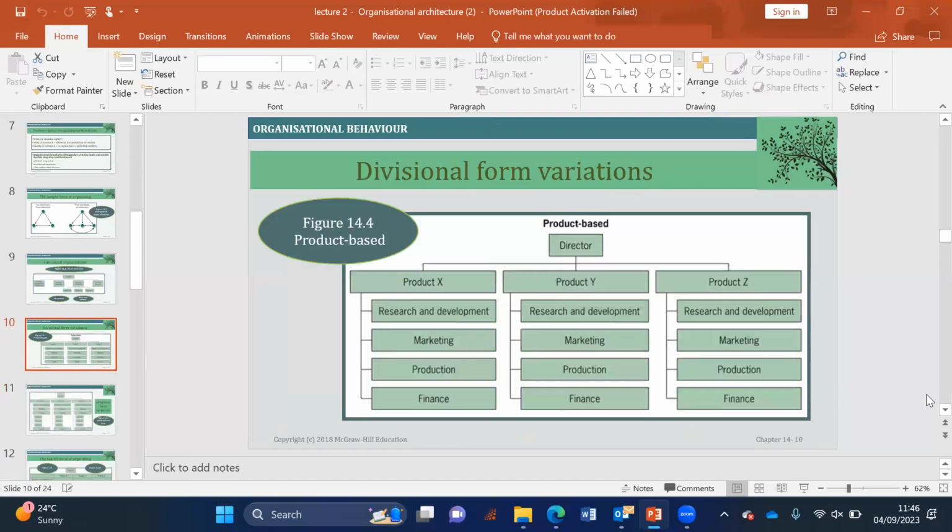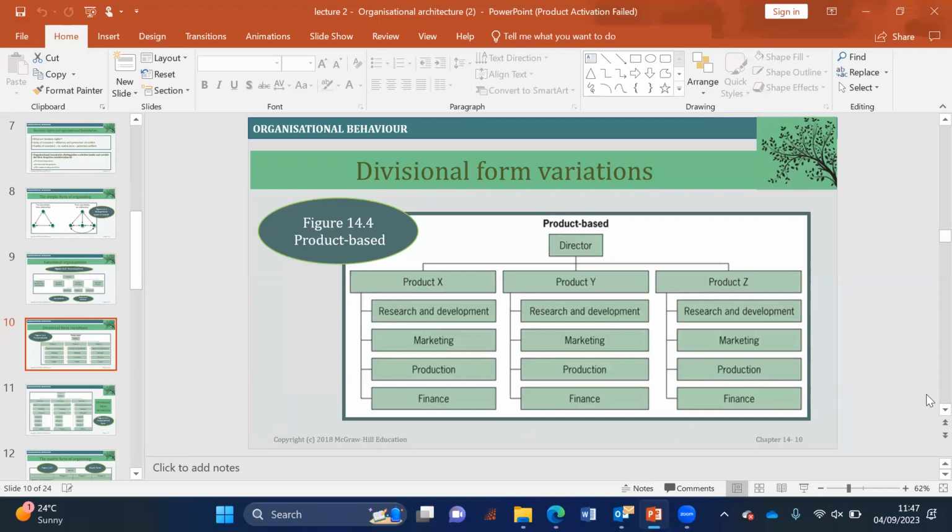The next one is divisional. So for example, instead of having one marketing department, this company is divided. Let's say they have 3 products. Each product has its own marketing department, its own production department, and its own finance department. Now this could be divided based on product, or it could be divided based on area.